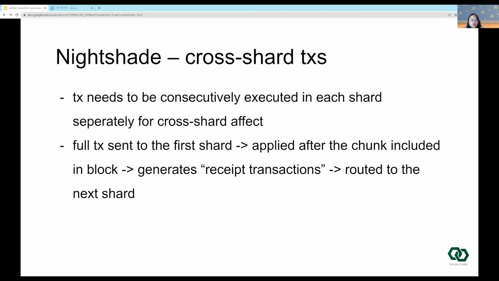If a transaction needs to affect more than one shard, it needs to be consecutively executed in each shard separately. The full transaction is sent to the first shard affected, and once the transaction is included in the chunk for such shard and is applied after the chunk is included in a block, it generates a so-called receipt transaction that is routed to the next shard in which the transaction needs to be executed. If more steps are required, the execution of the receipt transaction generates another new receipt transaction, and so on.